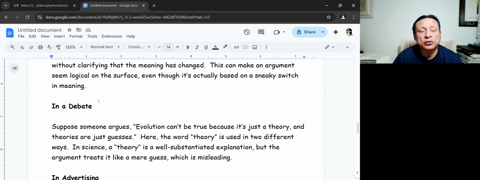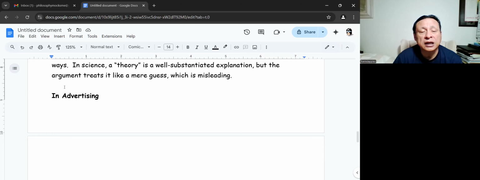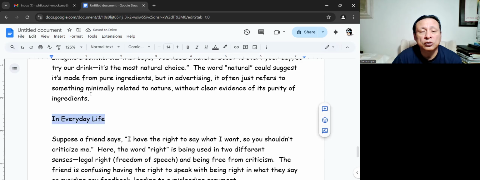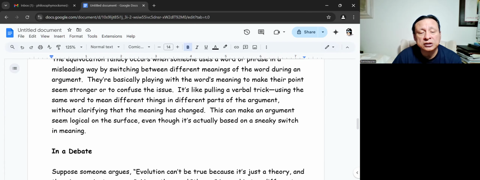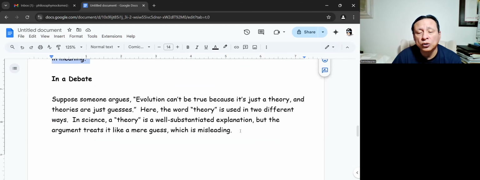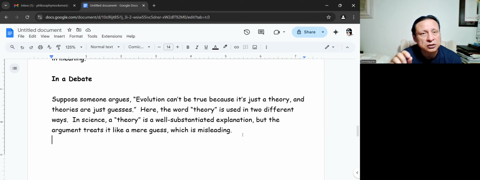Okay, now they're going to give you 3 examples of equivocation in use: in a debate, in advertising, and in everyday life. And so we'll go over these. Some of these are more helpful than others, but it's still good. It's one thing to understand the definition of equivocation, but it's another thing to identify it. And that's the goal. When you hear it or when you see it written, you want to be able to say, hey, that's an equivocation fallacy. So then you can judge more accurately how strong this argument is.